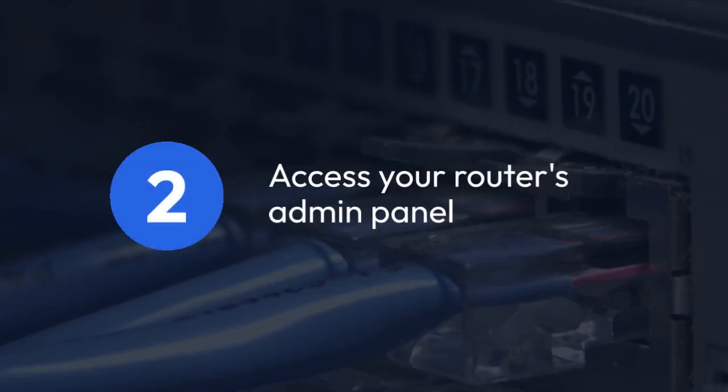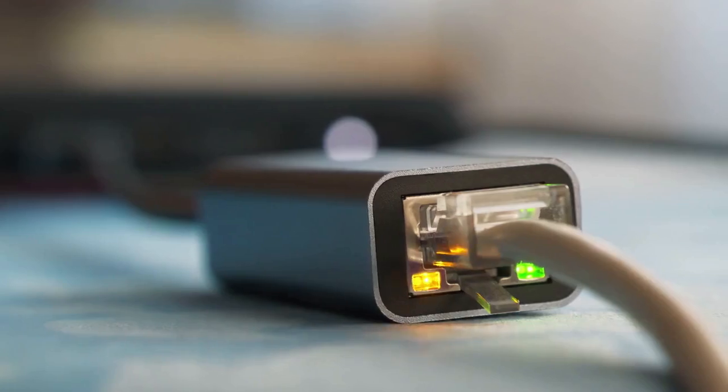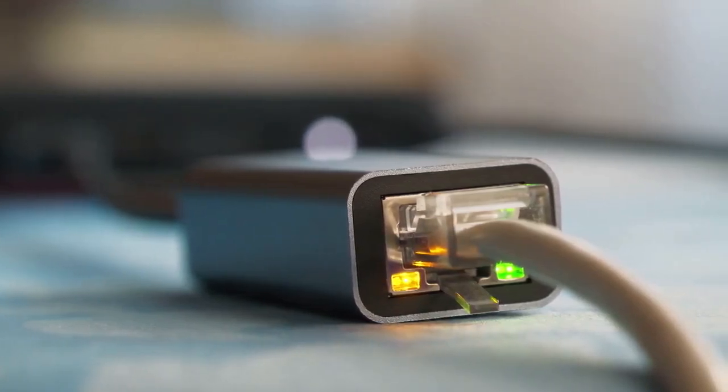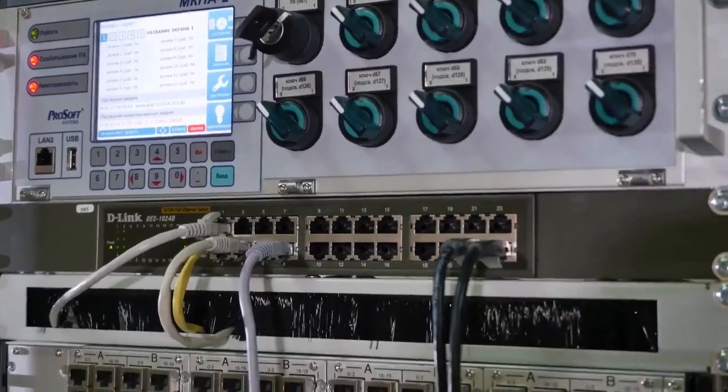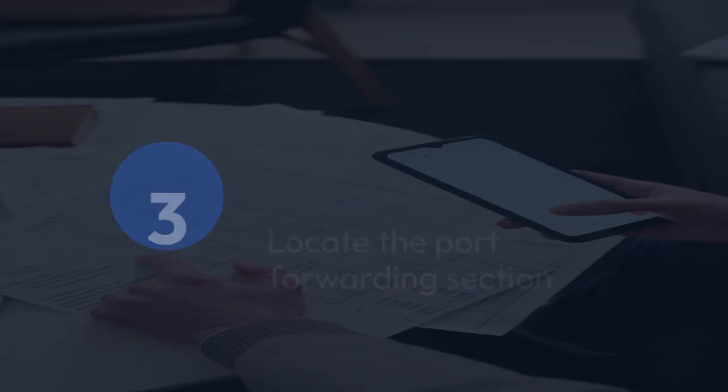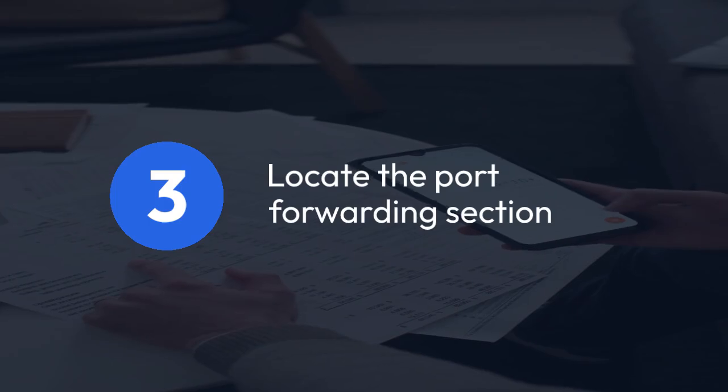2. Access your router's admin panel. Once you've entered your router's IP address, you'll be prompted for a username and password. These are usually admin for both, but check your router's documentation or sticker if they're different. Incorrect credentials will prevent access.